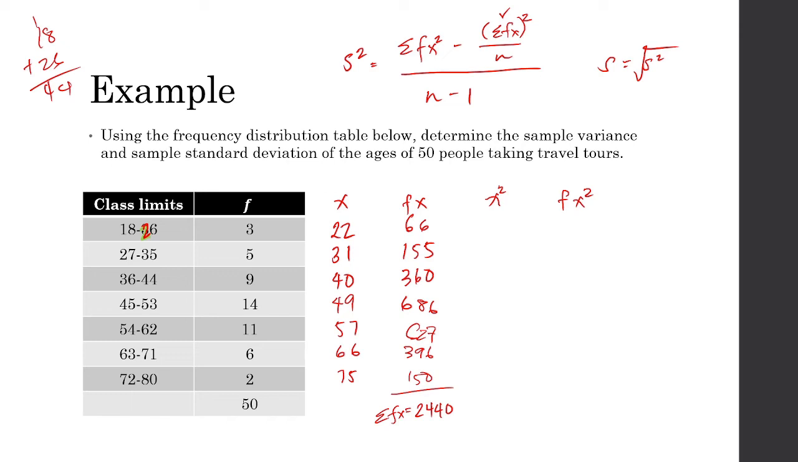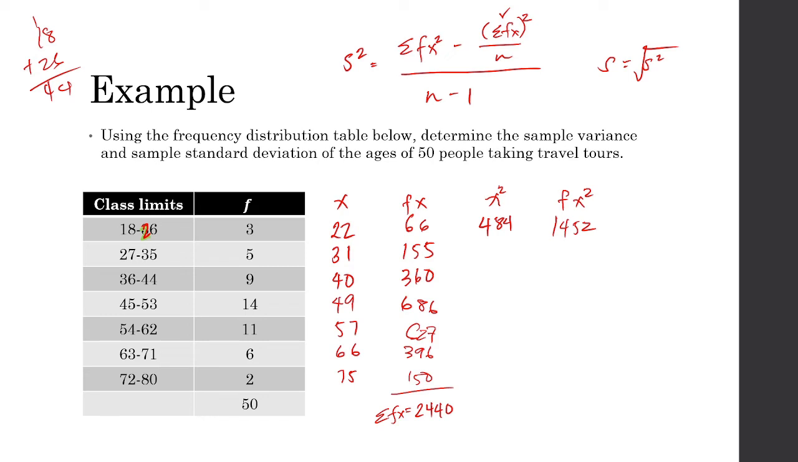Diretso ko nang i-compute. So, we have there 484 and we just need to multiply it by 3. So, we can get 1,452. Sana nakuha ko yung ginawa ko. So, bali, we just get the square of 22. Then, we multiply it by 3. Kaya nakuha natin yung fx square.